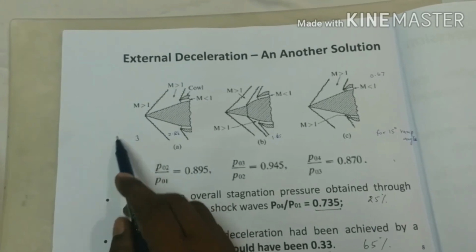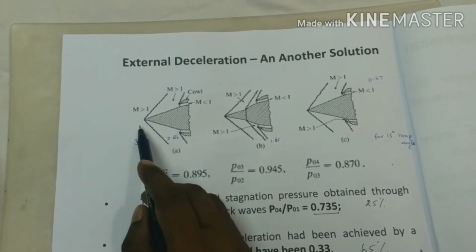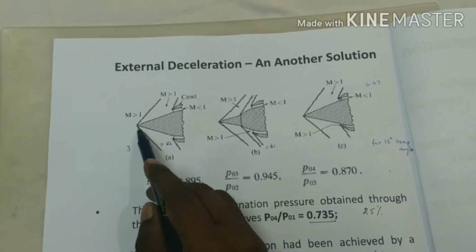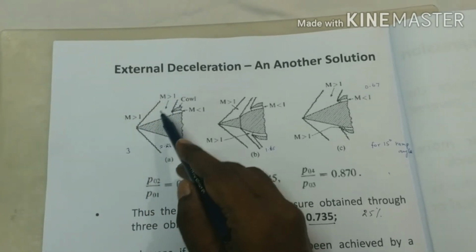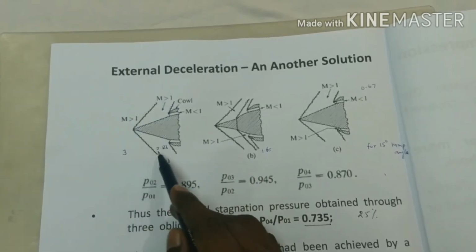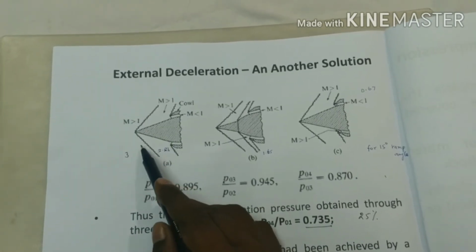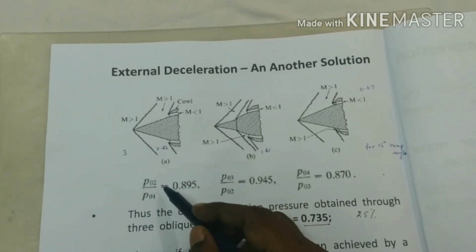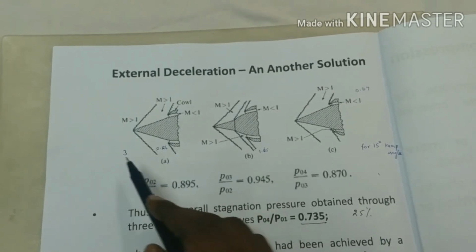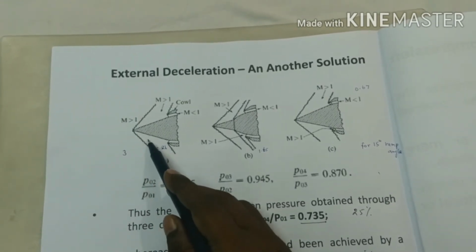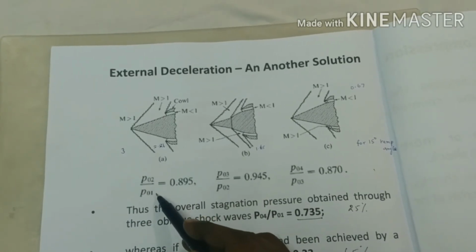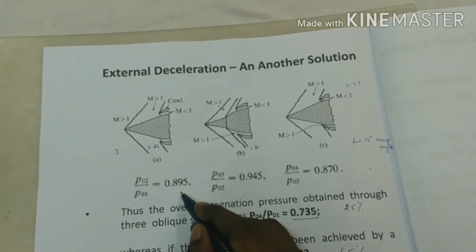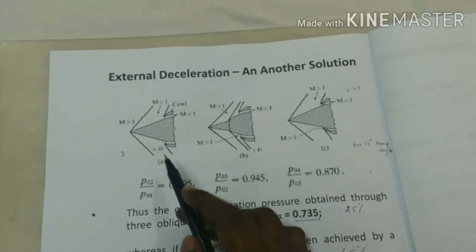When the approaching Mach number, let us say it is 3, and when this free stream flow with Mach number 3 hits the first ramp, there will be an oblique shock formed, and the Mach number will be reduced from 3 to 2.26. So corresponding stagnation pressure loss also will be there, and the pressure ratio obtained, let us say it is P02 by P01, where 1 is the entry and 2 is the downstream side of the first oblique shock. The stagnation pressure ratio is given by 0.895. That means about 10% pressure loss is observed here through the first oblique shock.